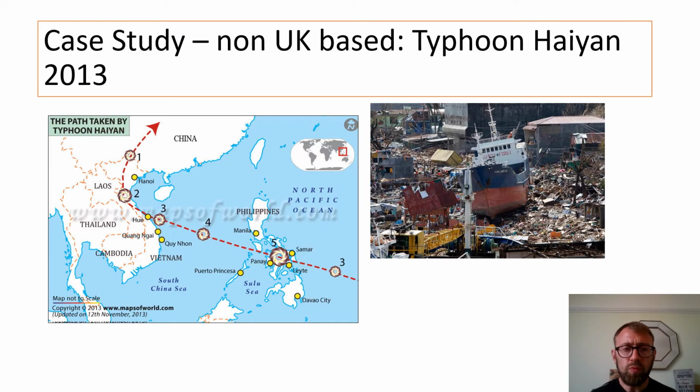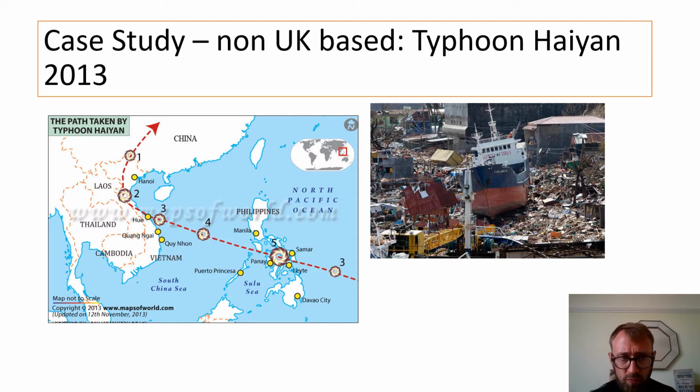So first up then, we're going to look at Typhoon Haiyan in 2013. So this is our non-UK based case study. Now for our weather hazard, we need to talk about either a tropical storm or a flood, and obviously this is a tropical storm. Okay, and it's called Typhoon Haiyan because of where it happens. In this area of the Western Pacific, they're known as typhoons, and they affect places like the Philippines, Thailand, and obviously you can see China looking at the map as well.